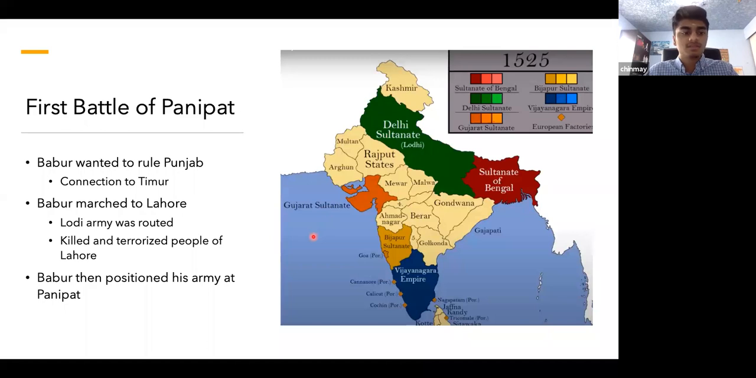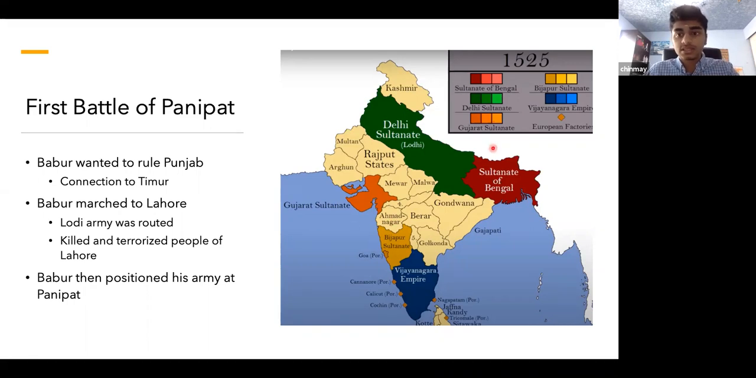So Babur first marched to Lahore, and the Lodi army that held Lahore was completely routed and forced back to Panipat. A lot of the people there supported the Delhi Sultanate, so Babur killed and terrorized a lot of innocent people, civilians like you and me, ordinary people of Lahore, not military people. After terrorizing and killing these people, Babur positioned his army and moved into Panipat, where the Lodi dynasty would make their final stand, and it would mark the end of the Delhi Sultanate.